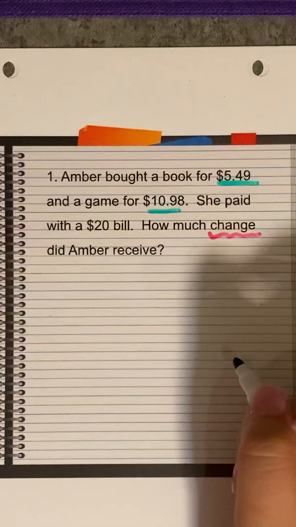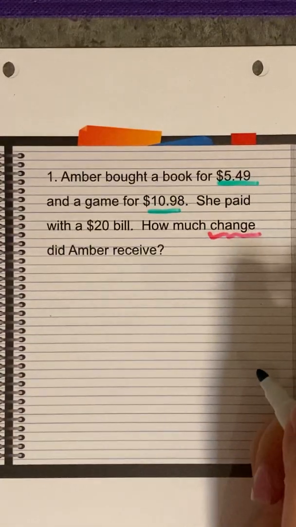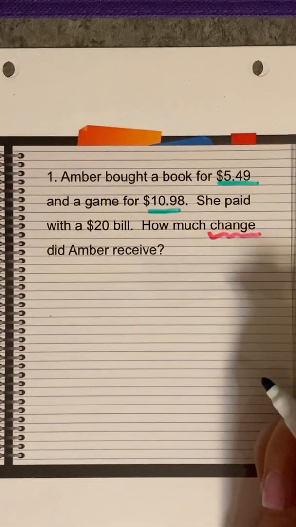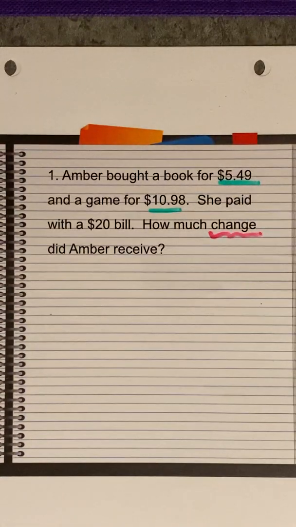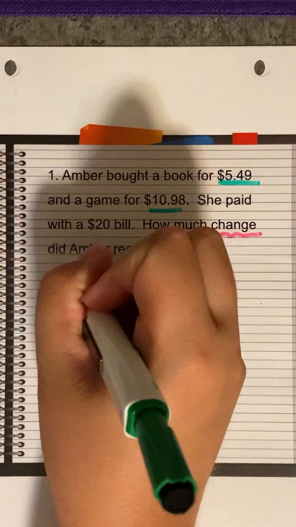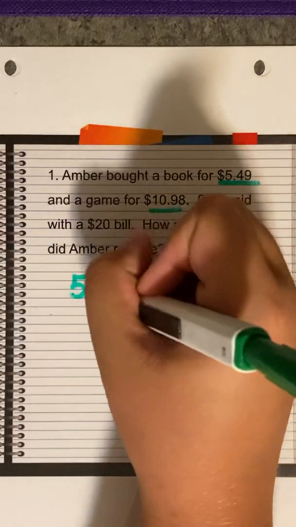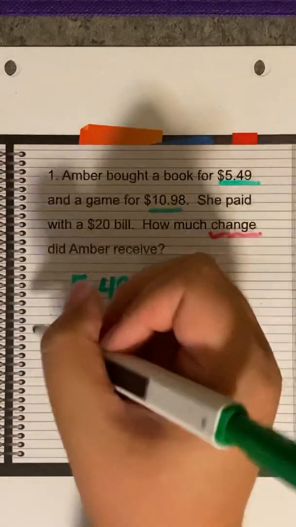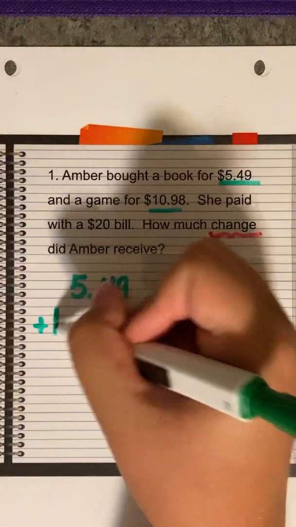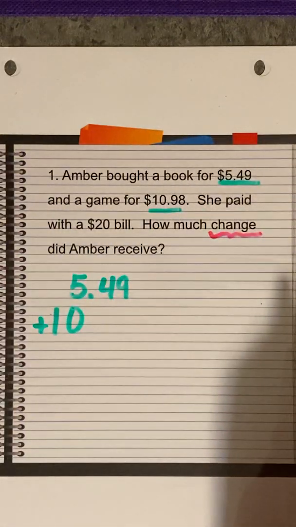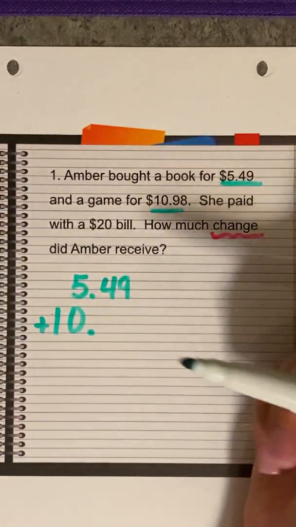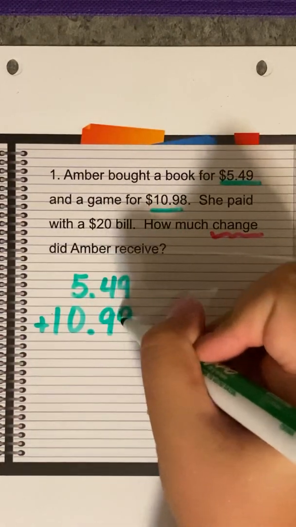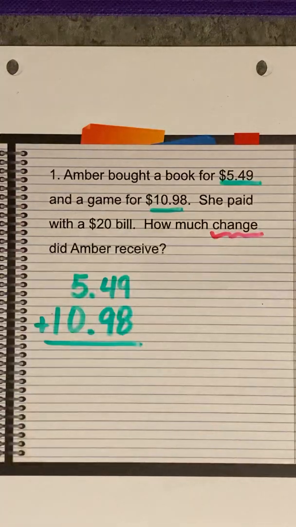So when you are adding and subtracting decimals, line up your decimals. Make sure you're lining up your decimals, please. $5.49 plus $10. Notice how I'm placing the 10. We have 1 in the tens place. $10.98. We are adding those.